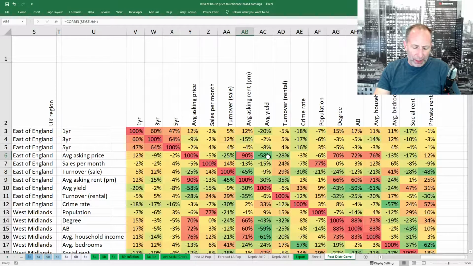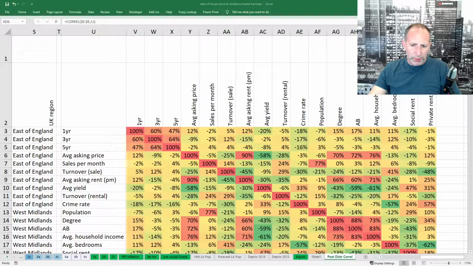The rent, 90% correlation, of course. So the higher the price, the higher the asking rent. The higher the price, the lower the yield. Well, again, we know this. And also the higher the price, the lower the rental turnover, which is also kind of interesting. So again, all these things make sense. There's nothing counterintuitive with this.